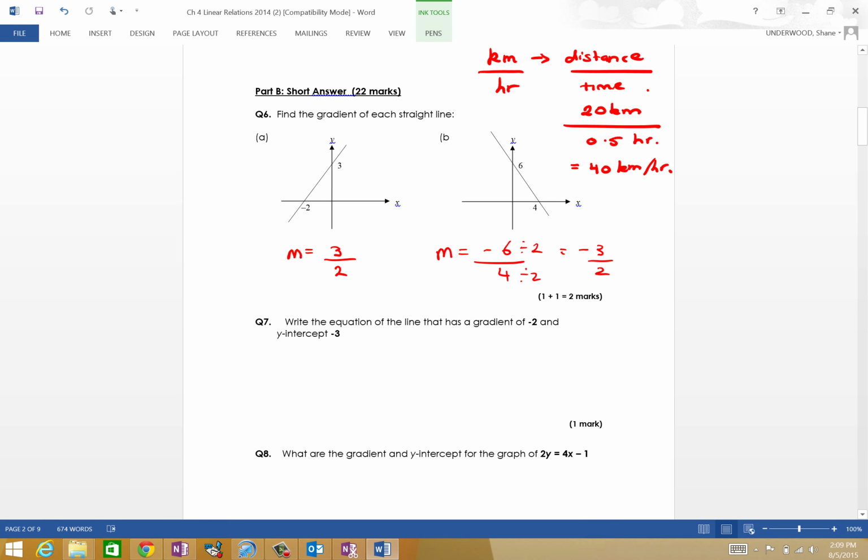If you get a negative gradient, make sure that you have a look at the graph again and make sure that it is sloping downwards. Okay? Because if you get a positive gradient and it's sloping downwards, you know you've made a mistake, and usually it's a problem.